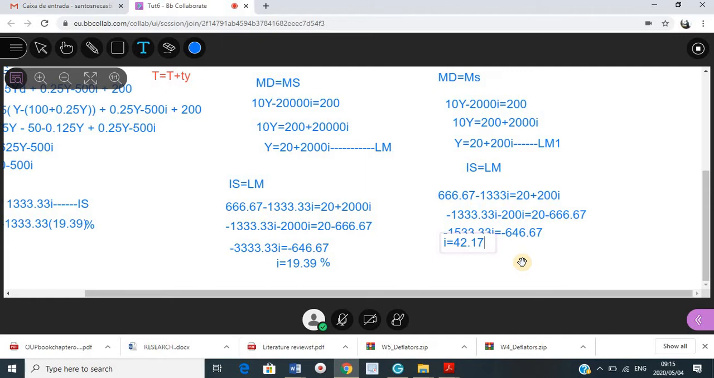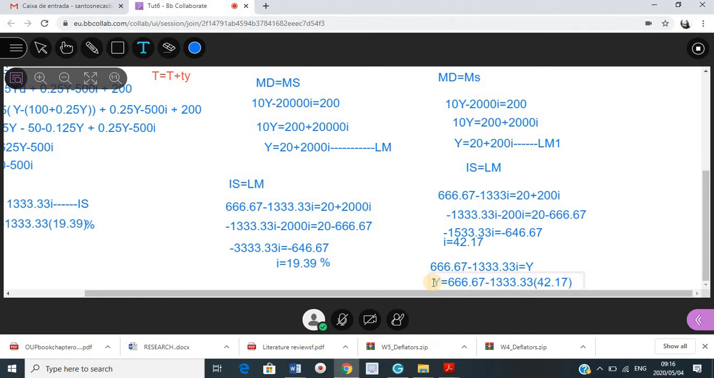So once we have this interest rate, the process is the same. We just go back and substitute it into our IS equation. We know that 666.67 minus 1333.33I should be equal to Y. Okay, it's fine. Should have done it the other way around. So if we substitute this, it's going to be Y equals to 666.67 minus 1333.33 multiplied by 42.17.